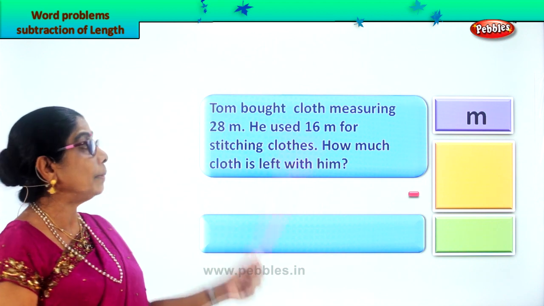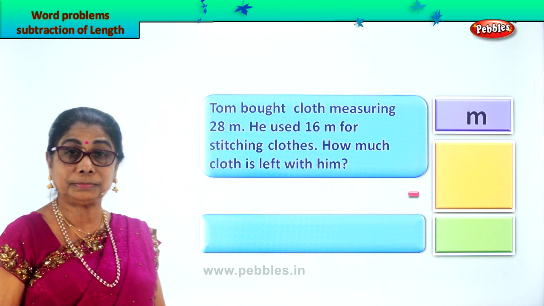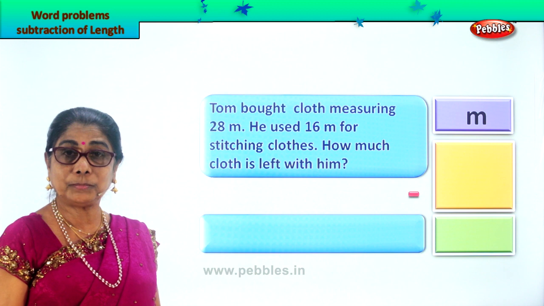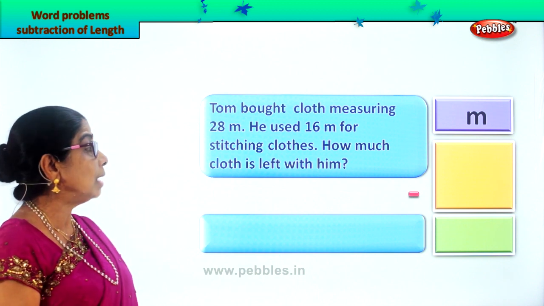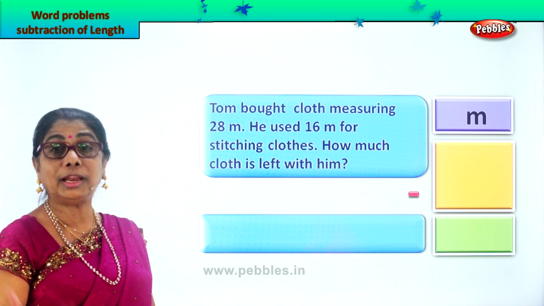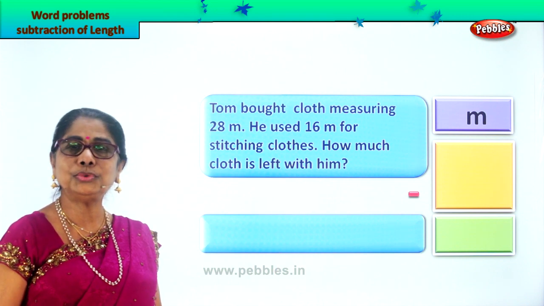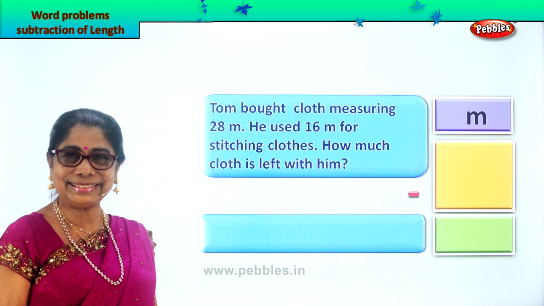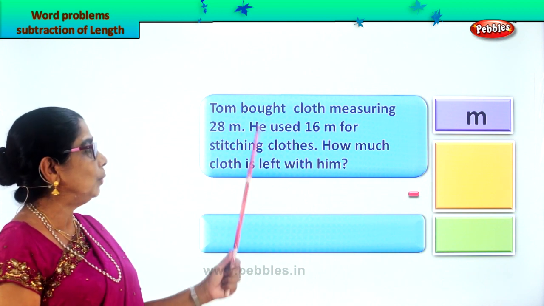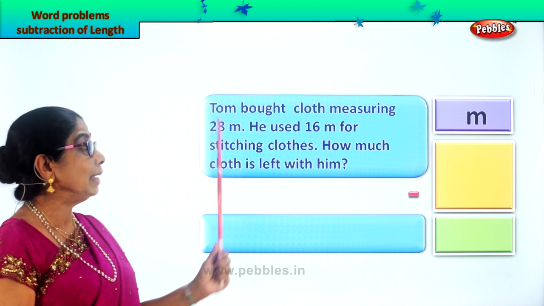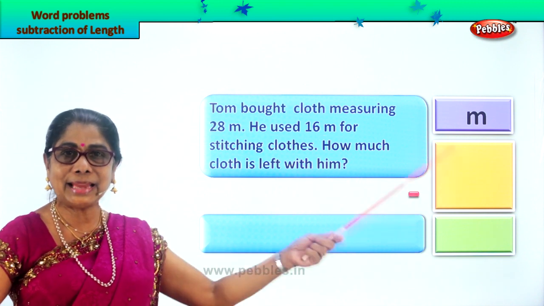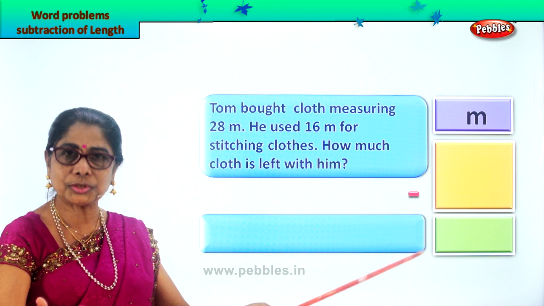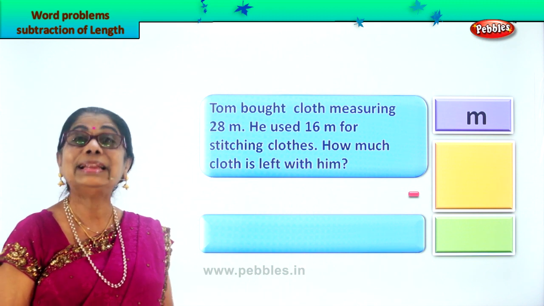So Tom goes to the market and he buys some cloth. Then he uses some material for stitching. Now the question asked is how much of the cloth is left over? So they can use it for something else. What do we have to do? He bought so much and he uses so much, so leftover means minus. So what is left over will be minus.